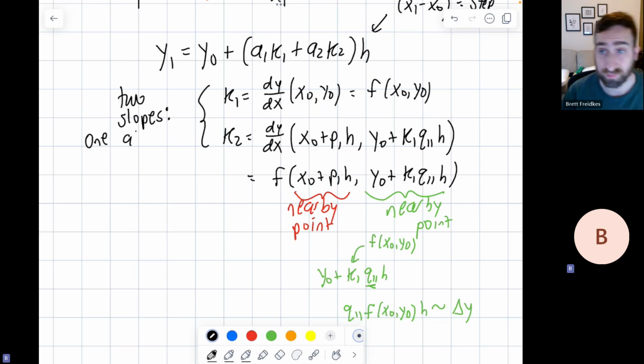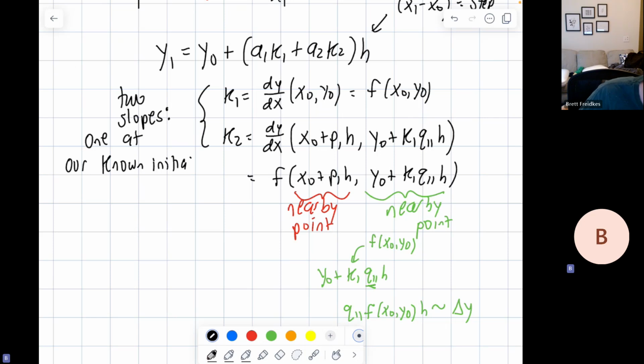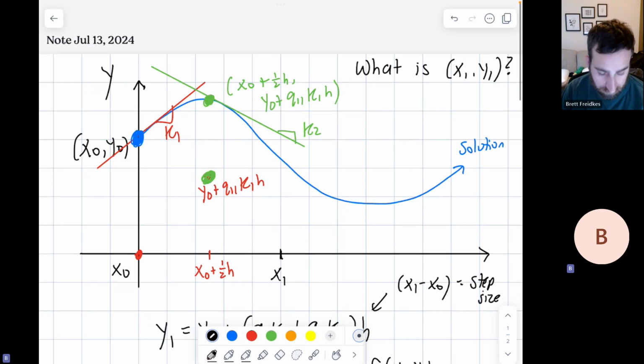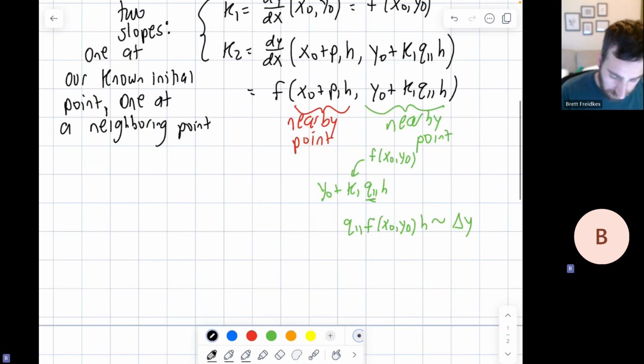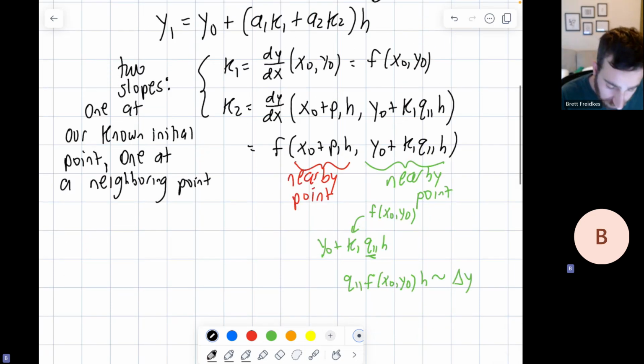One at our initial point, or our known point, and one at a neighboring point. So we have these two slope values. What do we do with them?